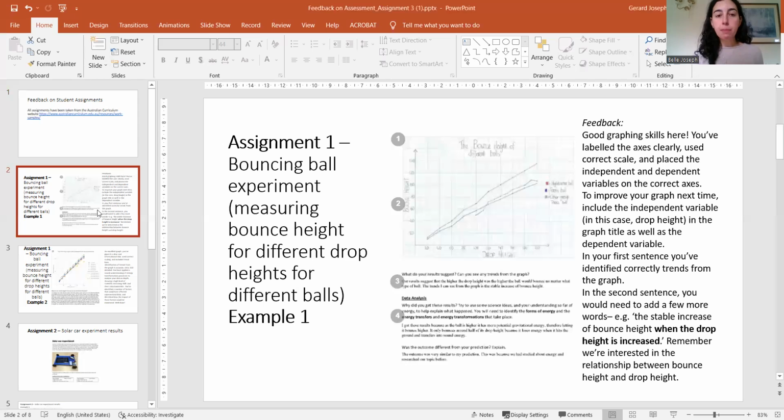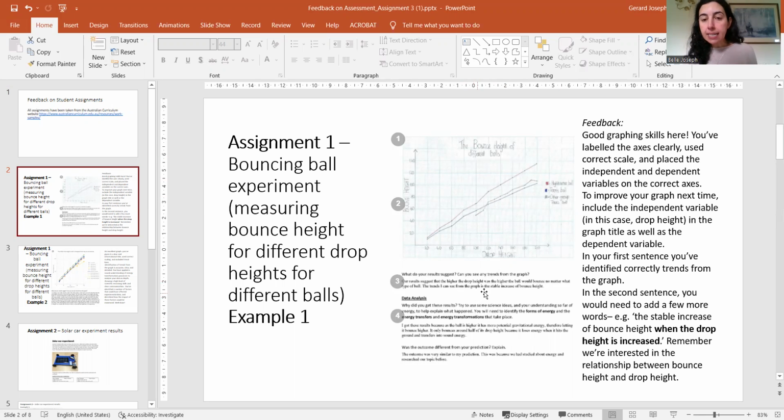In this first example of the assignment, the student's done a good job. She's constructed a graph that follows most of the conventions we've discussed in class. So the axes are clearly labelled, for example. She hasn't included the independent variable in the graph title as would normally be done. So I've pointed that out as an area for future improvement.